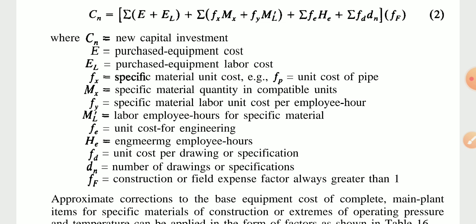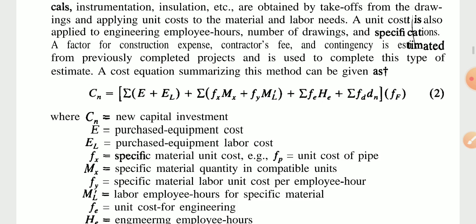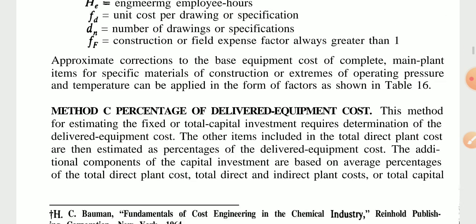and H_e is equal to engineering employee hours. f_d is equal to unit cost per drawing or specification, and D_n is equal to number of drawings or specifications. And f_f is equal to construction or field expenses factor, always greater than 1. Simply, this is the unit cost estimation part. Discussion is over. Last two to three points.